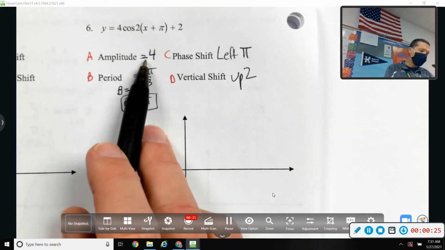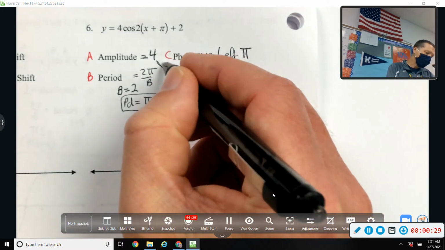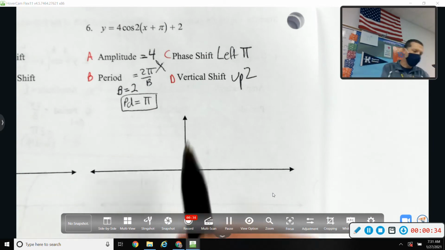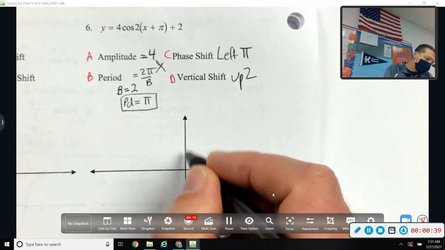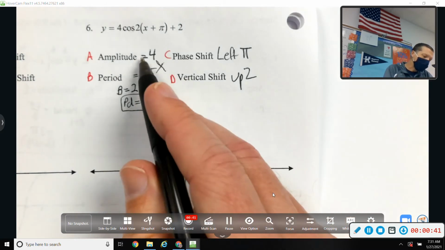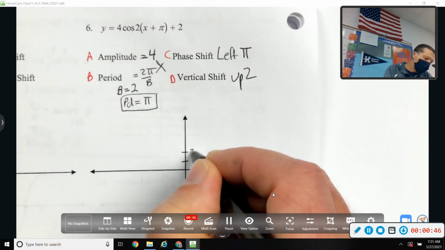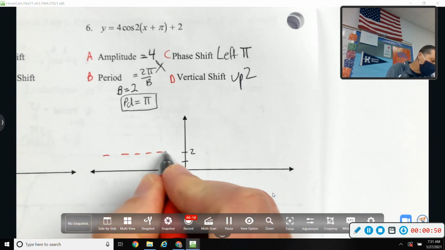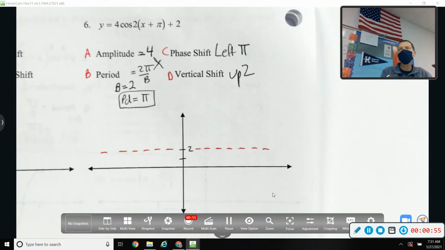Although, be careful, right? A and D kind of work together like B and C kind of work together. So up 2, but the amplitude's 4. So I don't want to go up 2 like way up here and then have to go 4 more from there. So I want to be able to get up to 6 without going way off my graph. So 1, 2. And that's my new center line. My graph's going to oscillate around y equals 2.